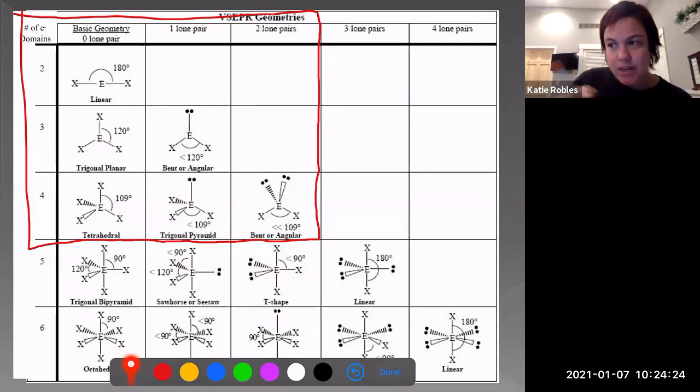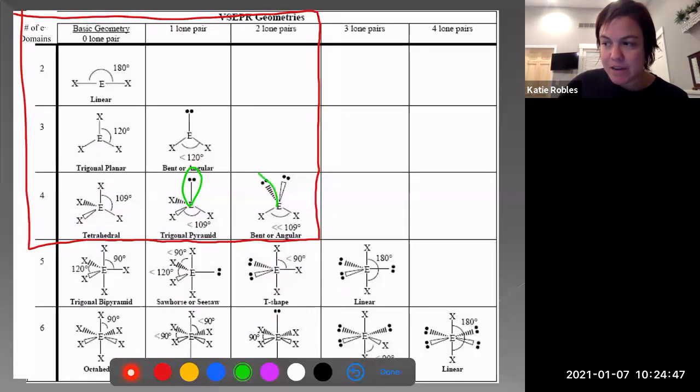A couple things I want you to notice about the way that this chart is set up. The chart is set up with a number of domains. Look, it's bonded 4 times, tetrahedral. It's bonded to 4 things. It still has a tetrahedral shape around it. The difference is that one of those is a non-bonded pair or a lone pair.